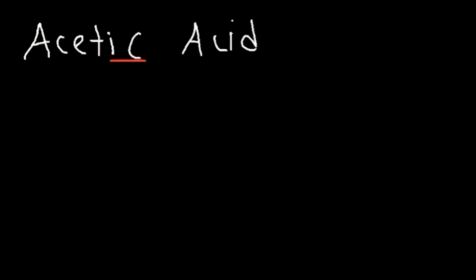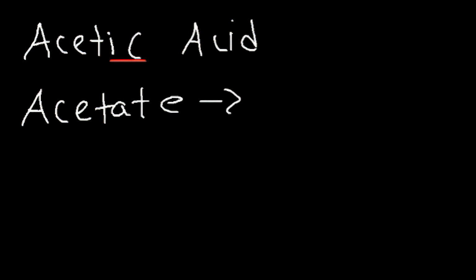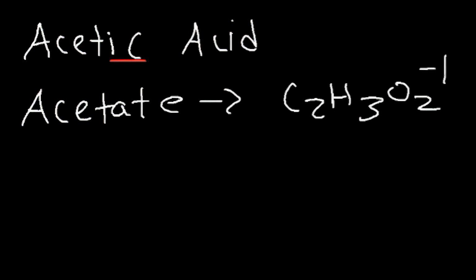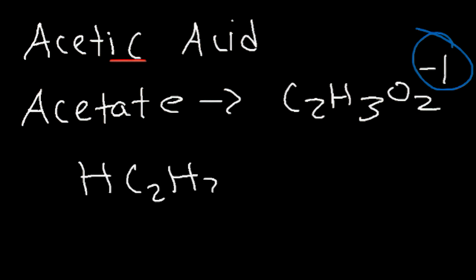Now here's the last one, acetic acid. If we replace ic with ate, this is associated with acetate. Acetate is C2H3O2 -1. So we need to add 1 hydrogen to it. So the formula is HC2H3O2. So that's the formula for acetic acid.